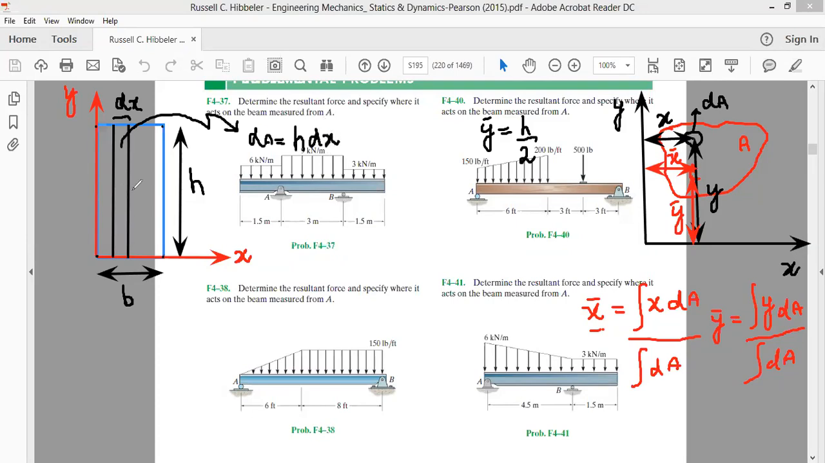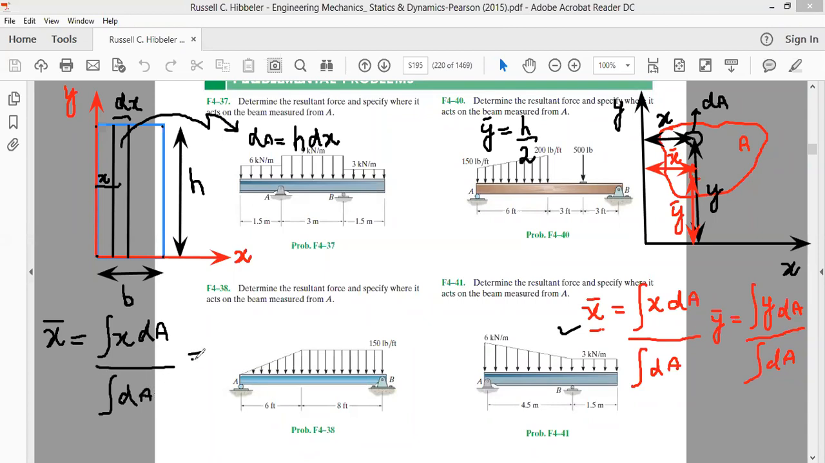Our area is traversing in this direction. Let's suppose the center of this area is at a distance x from the y-axis. Its x coordinate of the center of this area is x. Therefore, we can write the x coordinate of the center. Be careful writing the x. You have to see in which direction your area element is traversing. The x coordinate of the centroid will be equal to integral x dA, from this definition, divided by integral dA.